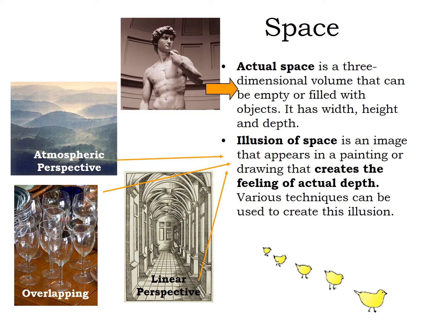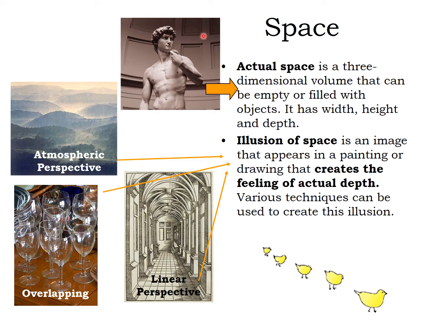Alright, so this one also has two different definitions, so you do need to write both of these down. There are two types of space. There is actual space. For example, this statue here of Michelangelo, this was made by Michelangelo, but this is the statue of David. This statue of David takes up actual space. It is a three-dimensional work of art that can be emptied or filled with objects.